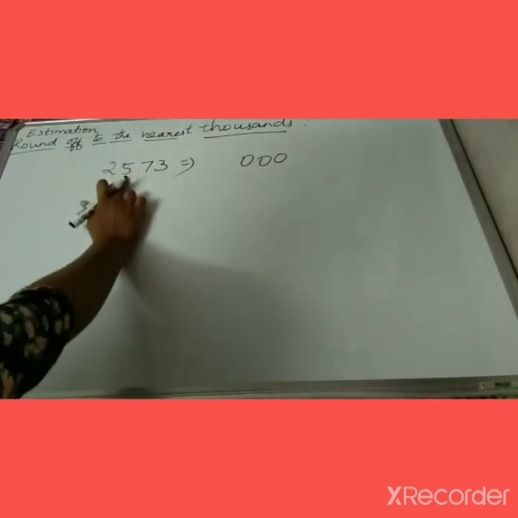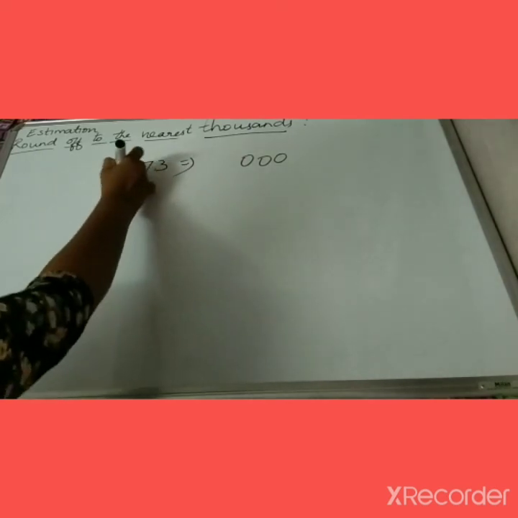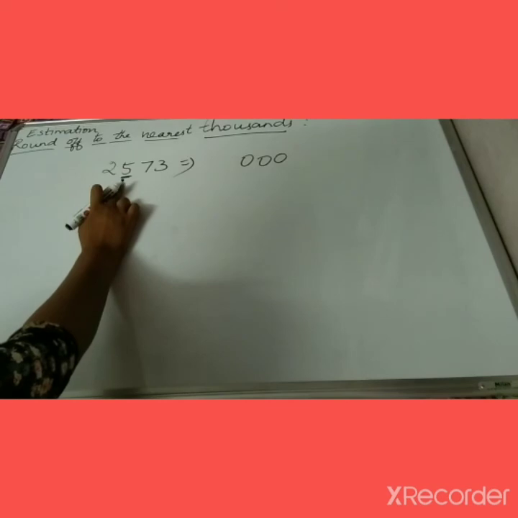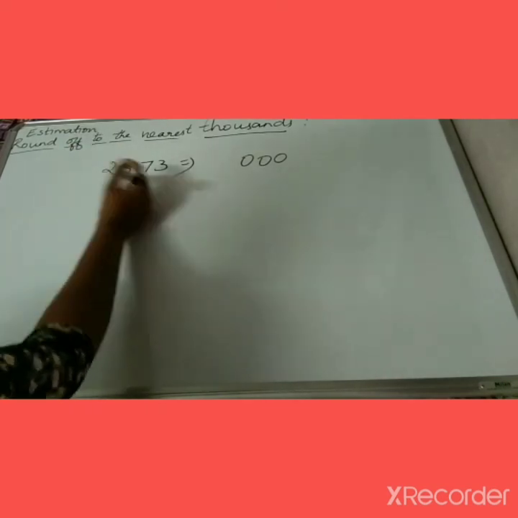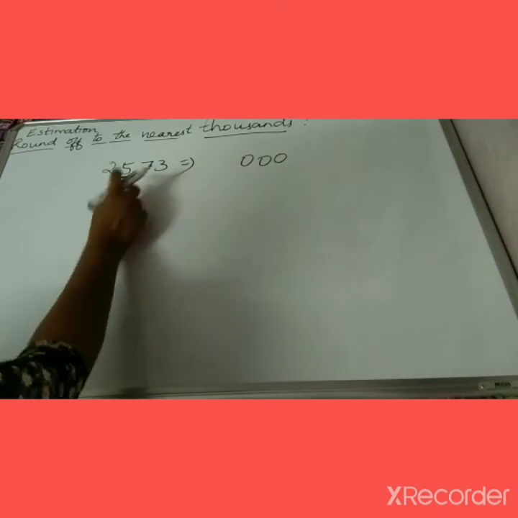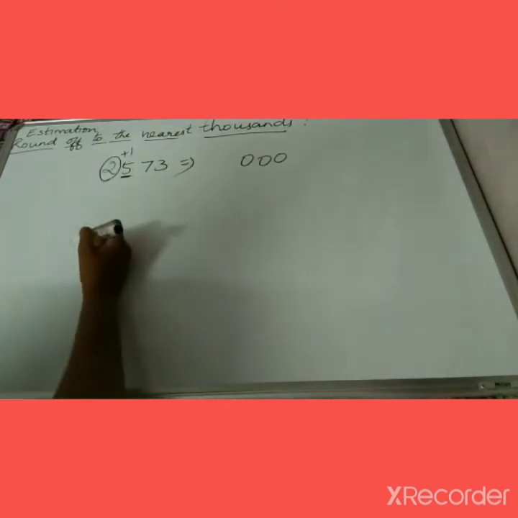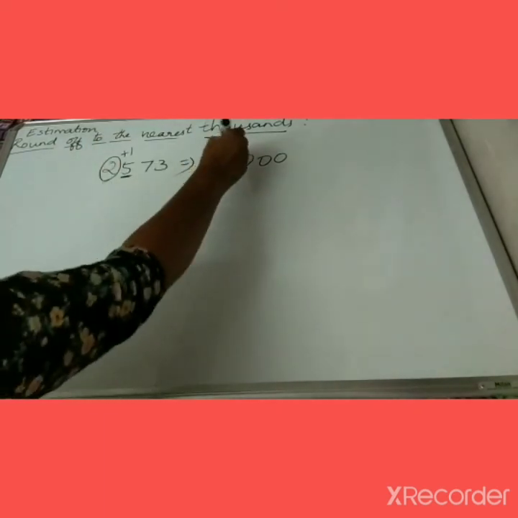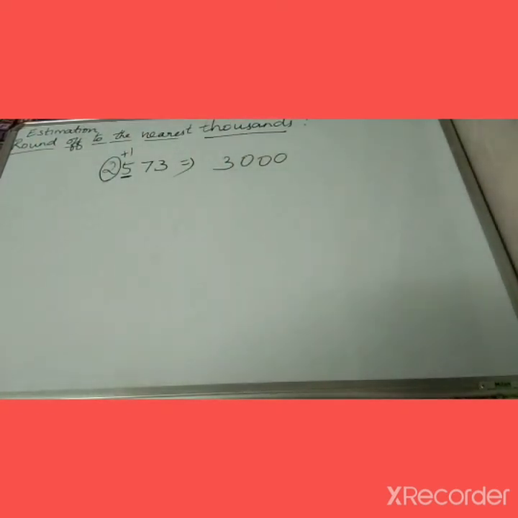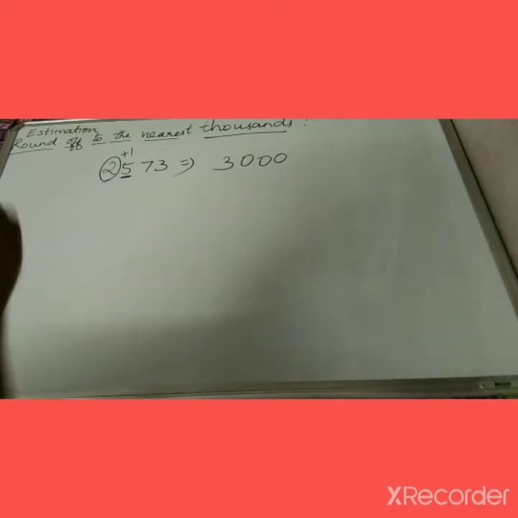Thousands means we have to look at the hundreds place. In the hundreds place, if the number is 5 or greater than 5, we will add 1 to the previous number. Yes or no? Yes, it is 5 here. So we have to add 1 to this 2. 2 plus 1 will be 3. So our answer is 3000. Clear? Now one more example.